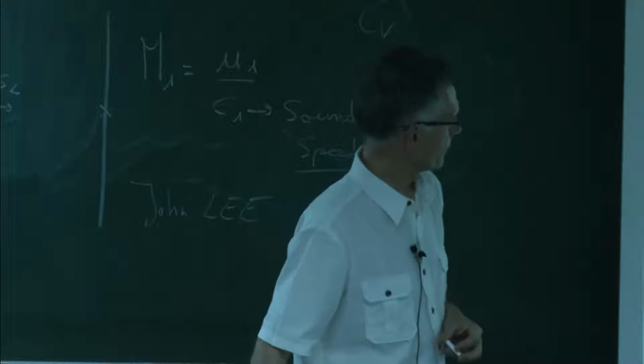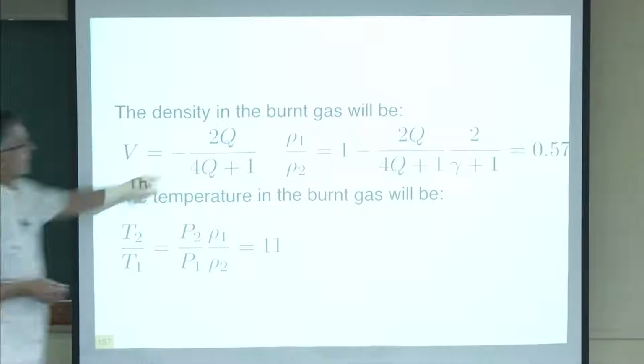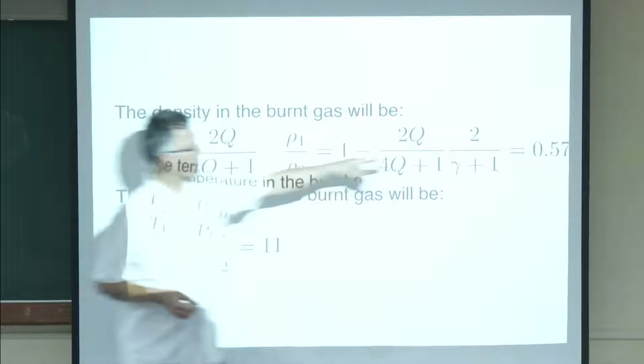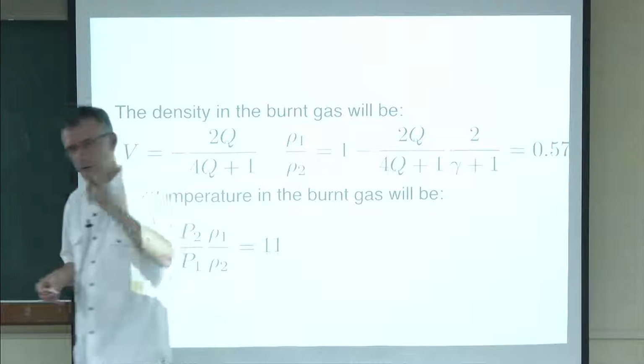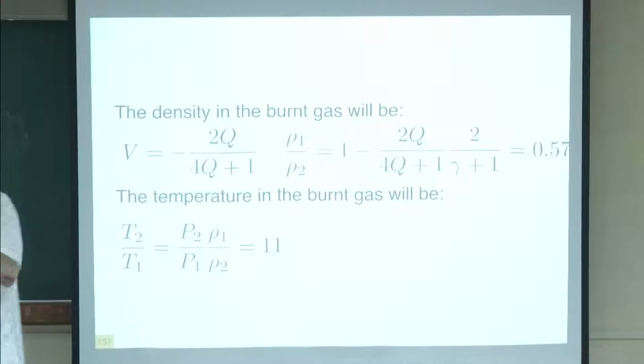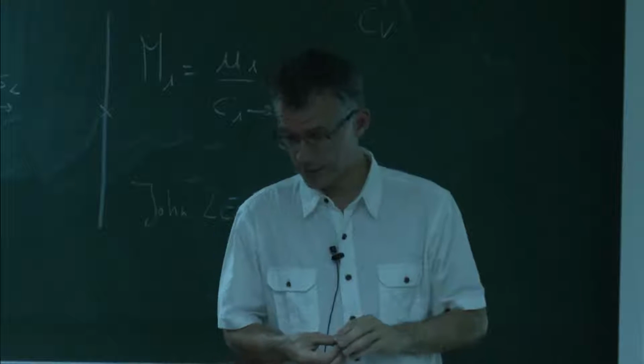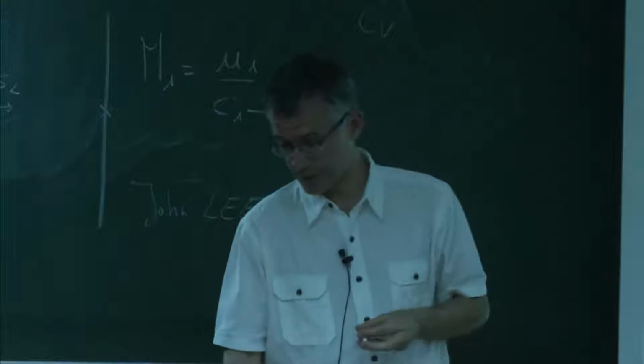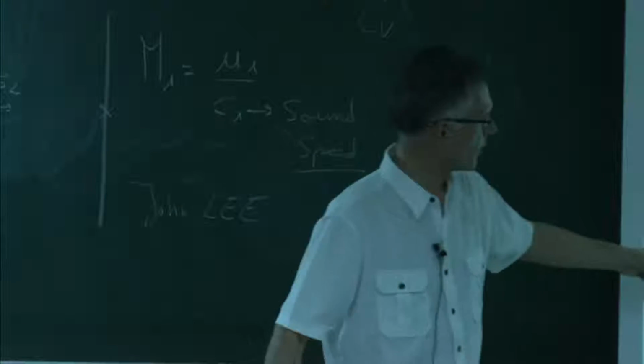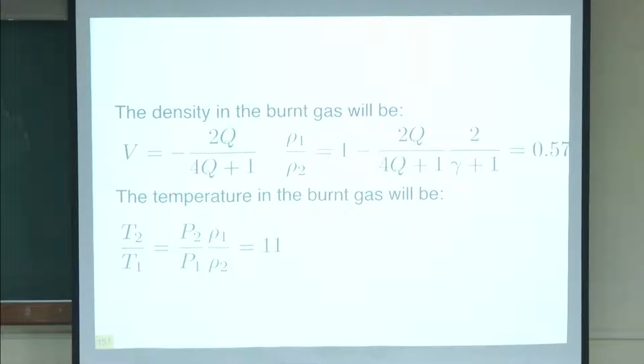The density will be such that the ratio of density will be 0.57. That means that the burn gases will be more dense than the fresh, which is a surprising property. This is not like this for deflagration. And the temperature ratio will be 11. So I will show you some profiles in a minute.